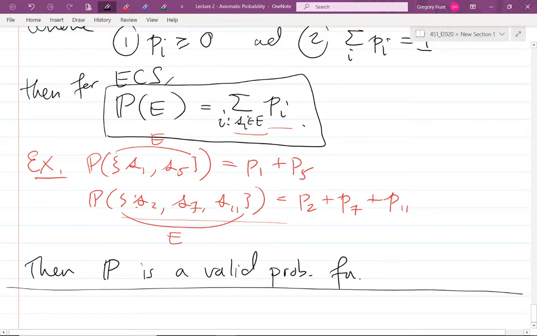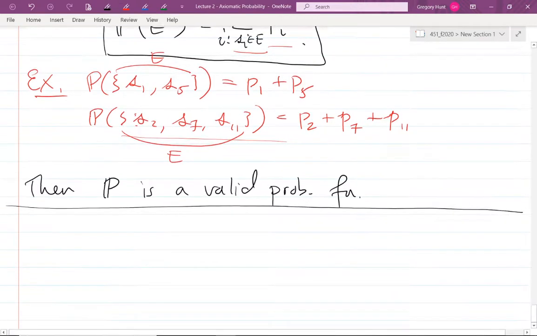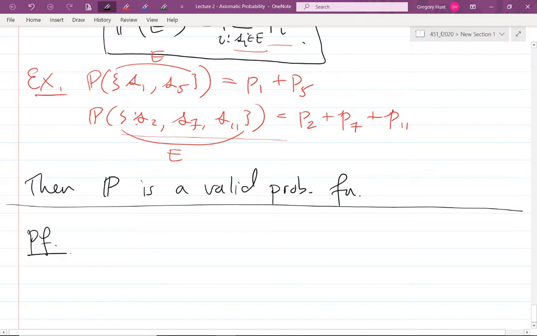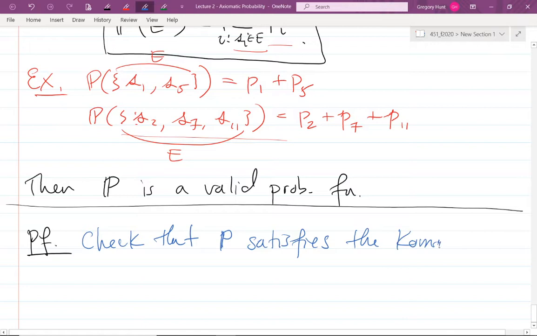And now we can prove it. We have the tools to do this. What must this satisfy to be a valid probability function? Well, it better satisfy the Kolmogorov axioms. So the proof of this is just to check that this P, this reputed probability function, satisfies the Kolmogorov axioms.